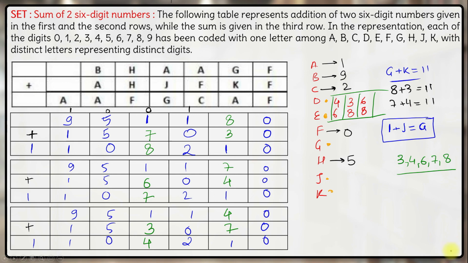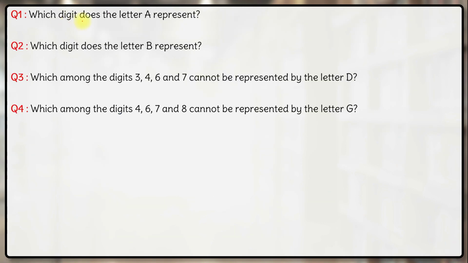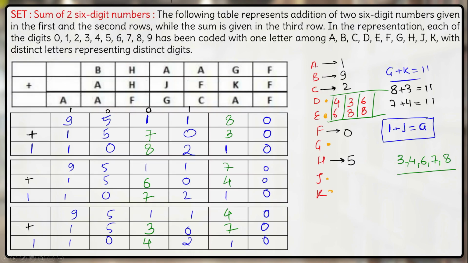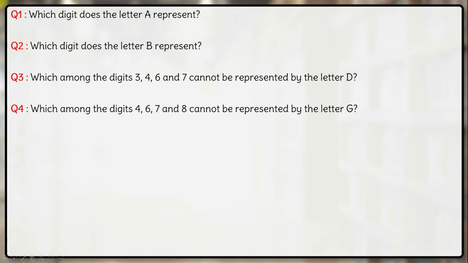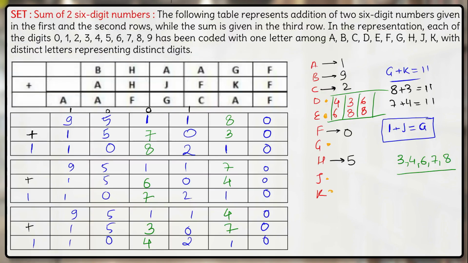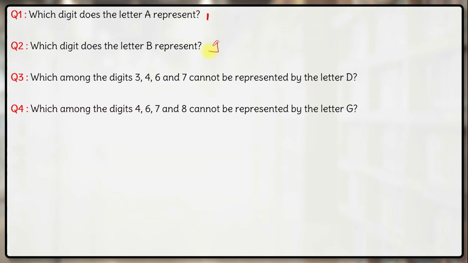Okay. So now coming to the questions here. The first question is, which digit does letter A represent? So letter A represents 1. This we have already figured out. So the answer should be 1 here. Second, which digit does the letter B represent? B represents 9. Hence the answer will be 9 for the second question.